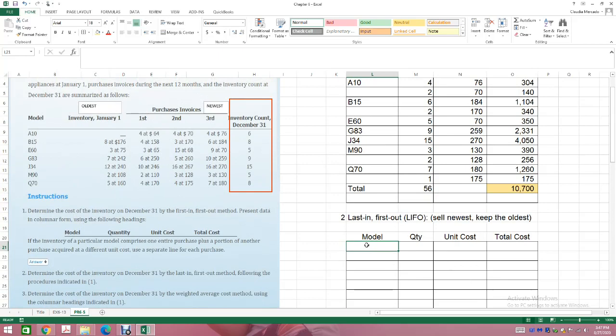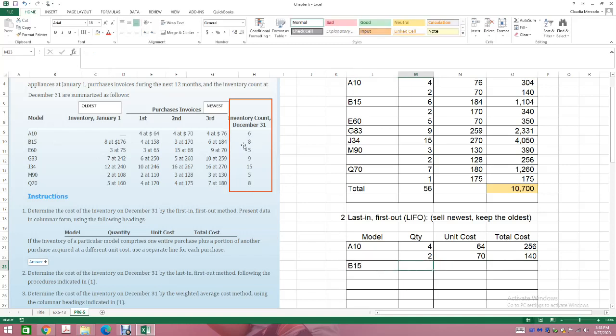So the first one we have is model A10. For model A10, we've got 6. Now for A10, I don't have any beginning inventory, so I skip that one. My oldest then becomes the first purchase. So I've got 4 units at $64. And then I need 2 more to complete my 6, so that means I have to go to my second purchase. That'll be 2 at $70. That'll be $140.